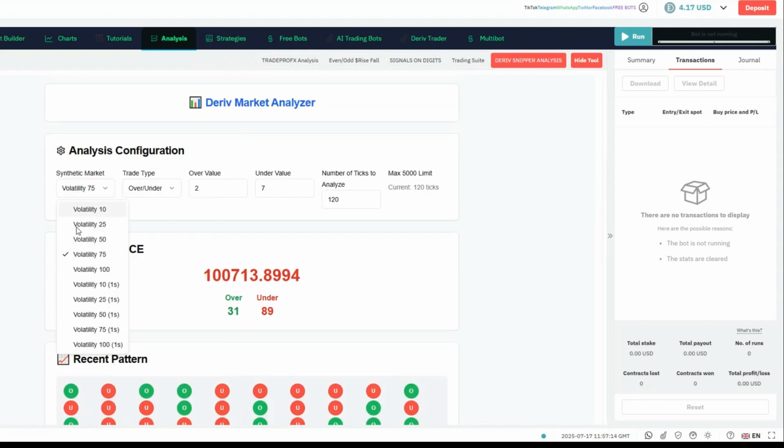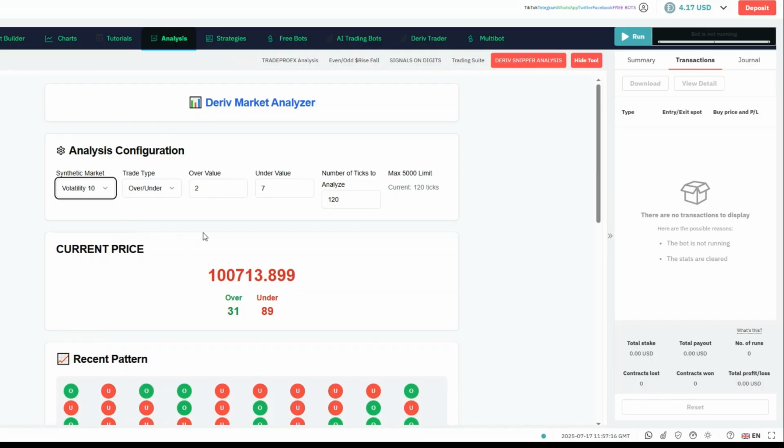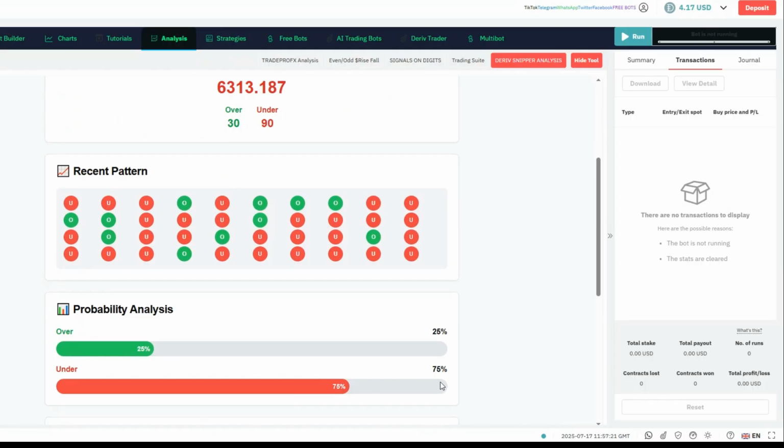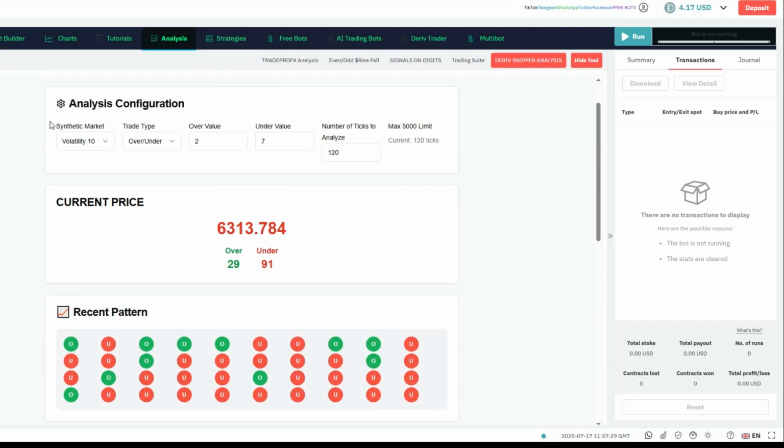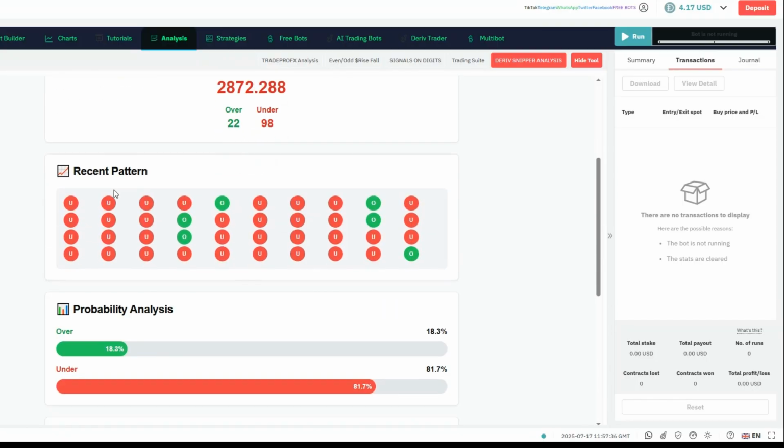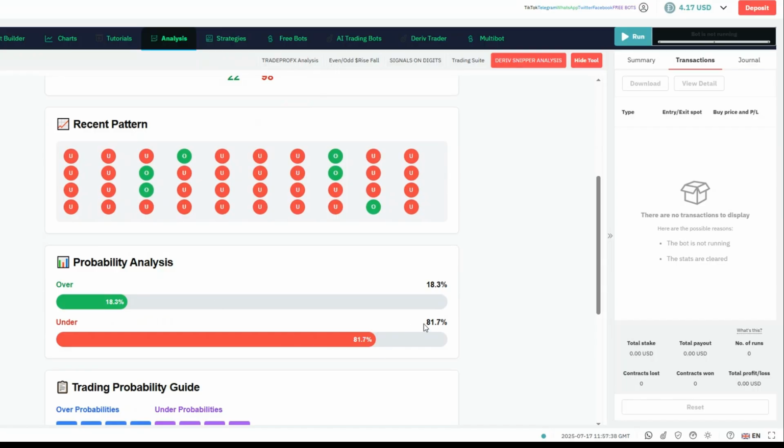So let's check for another market like volatility 10. Let's start from volatility 10. We can see volatility 10 has 75%. We have said that for either of them, if it shows 85 plus, that's when we can run our bot. Don't give up, just check the correct market. That's volatility 25. You can see the probability is at 81.